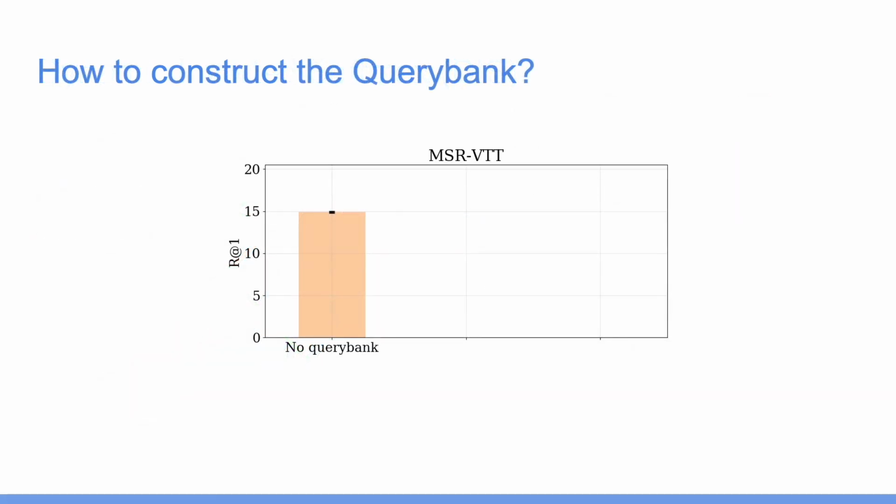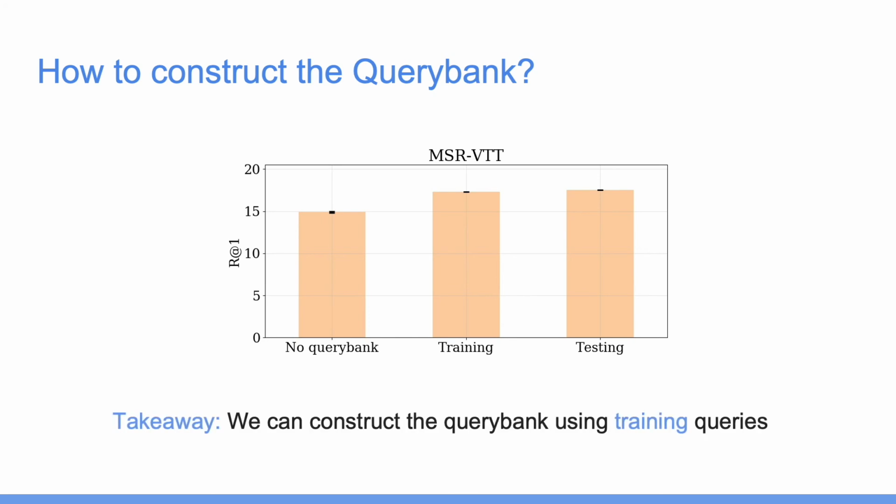Now, let's see how the query bank can be constructed. We can observe that by using the training queries, we obtain a boost in performance. Other works for the task of text video retrieval assume access to the test queries, which may be unfeasible. However, we proved that an efficient query bank can be constructed from the training queries.